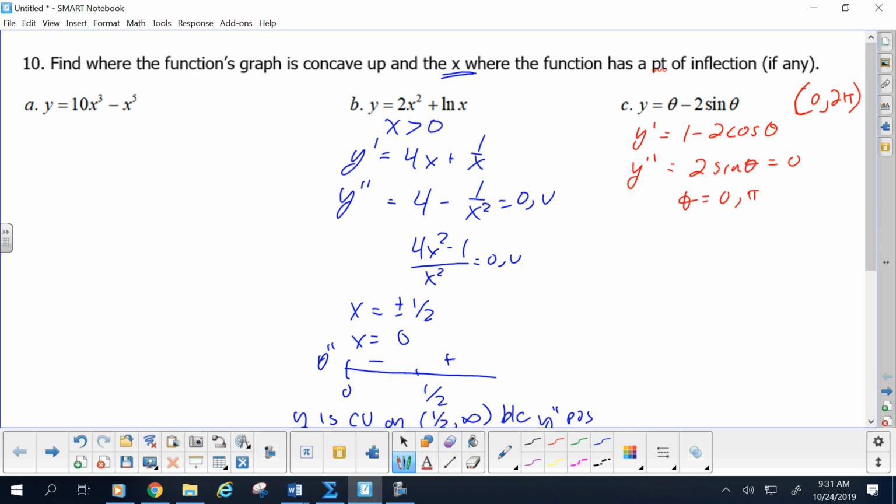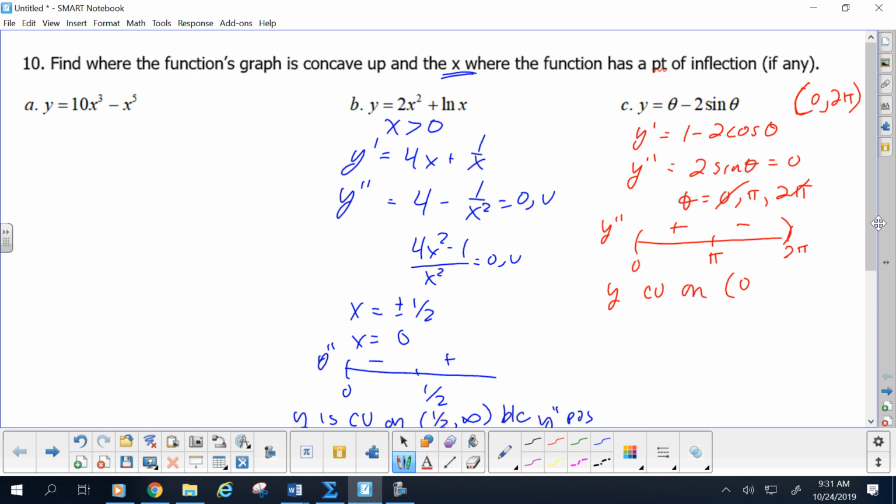0, pi, and 2 pi, and we'll just scratch those. All right, so in the interval from 0 to 2 pi, what is the sign of the second derivative from 0 to pi? Maybe pi over 2. What's the second derivative at pi over 2? Positive or negative? Positive. And after pi? Negative.